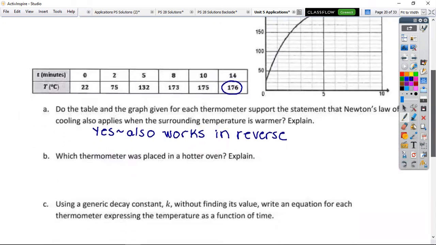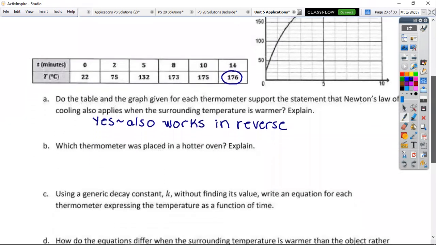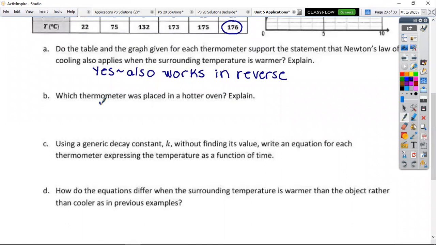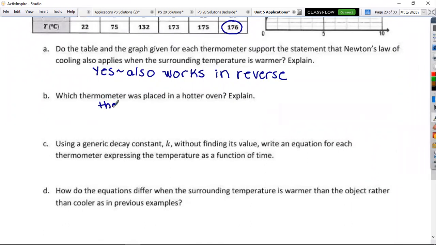So which thermometer was placed into a hotter oven? That must be thermometer 2. I'm going to go thermometer number 2. Reasoning, 230 degrees versus 176 degrees.